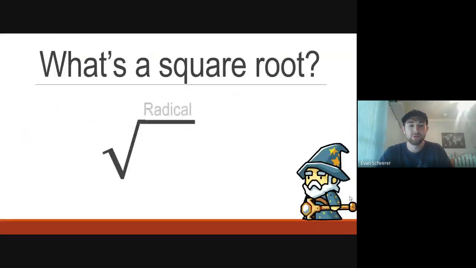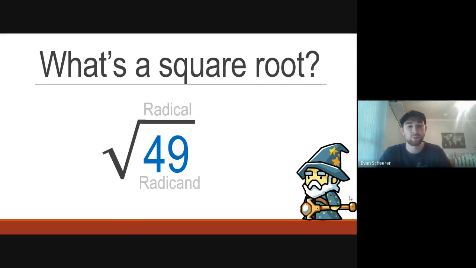So what is a square root sign? We call that a radical. That's going to be really popular. You're going to put the number inside. The number inside is actually called the radicand. We don't really use that too much. I'm just going to say the square root sign, but technically the number inside is the radicand.